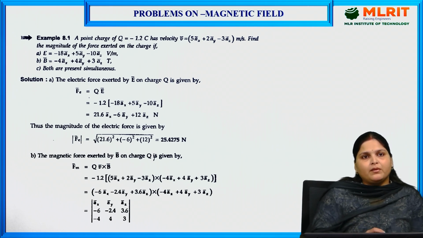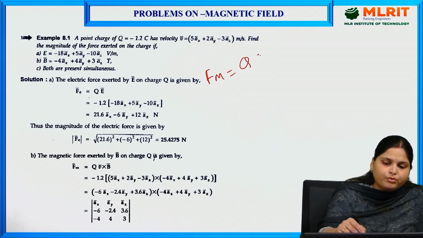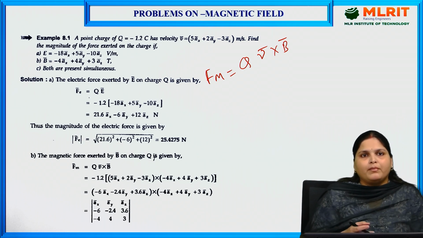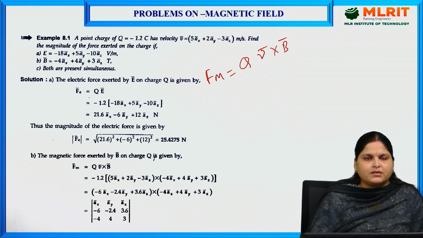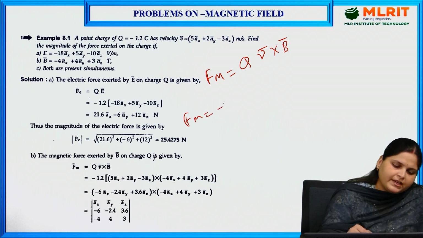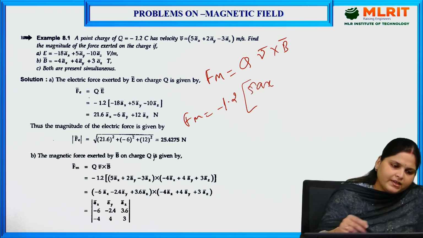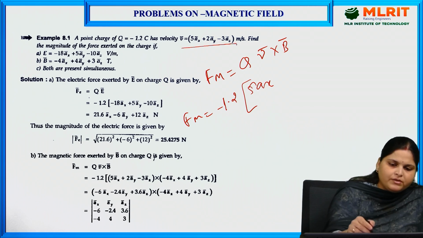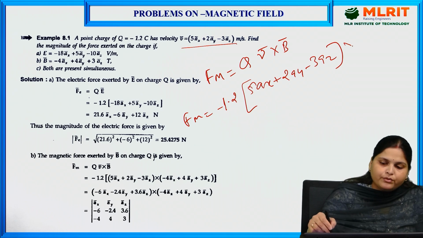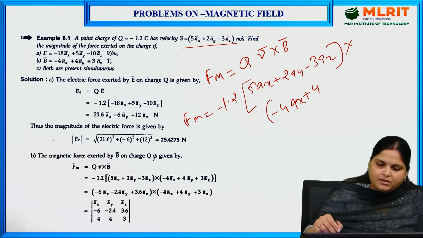Now the charge is moving, so we can find Fm, and Fm is given by Q V cross B, where V is the velocity of the charge and B is the magnetic field or magnetic flux density. So Fm equals, Q is again given as minus 1.2, already we know this value. V equals 5 aX plus 2 aY minus 3 aZ, it is given in the question. And now here we have to consider the cross product, so we will use the respective formula.